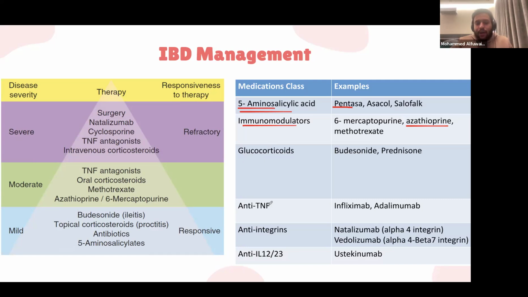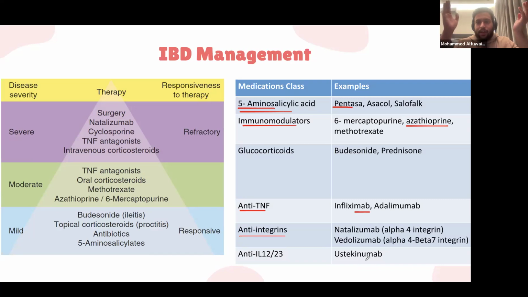The rest are other agents; just memorize the names. For example, anti-TNFs, you have infliximab; anti-integrin, you have natalizumab; and anti-interleukin 12, you can have this one. But anyways, not too important. Just know the names of them. They can be used. When do you use them? Not too important. If they become more severe, you start giving these other drugs along with the drugs that I mentioned.